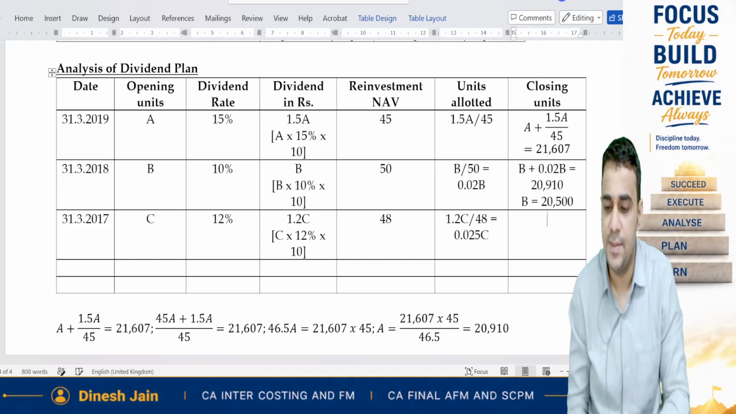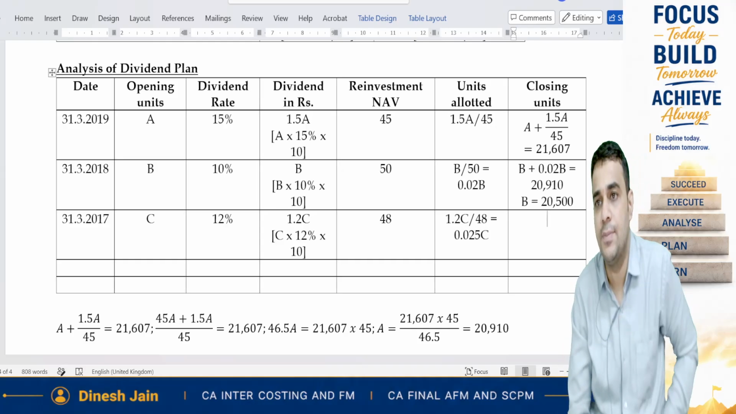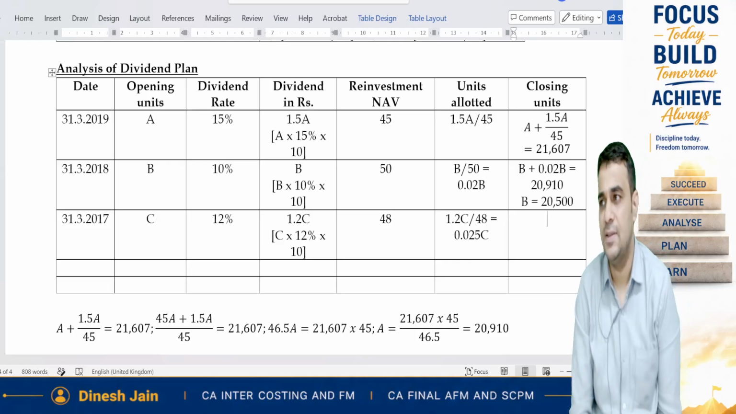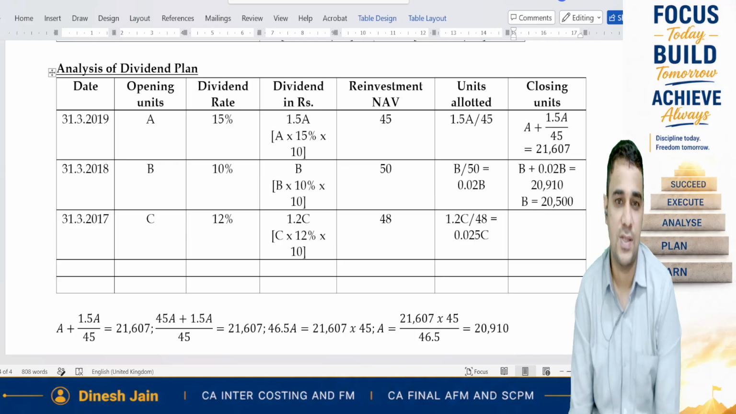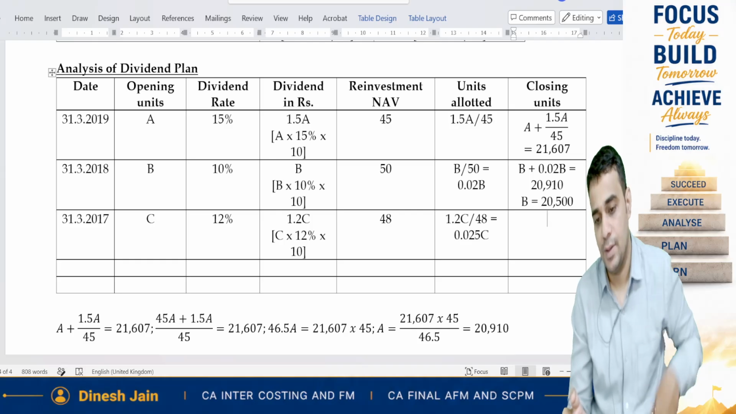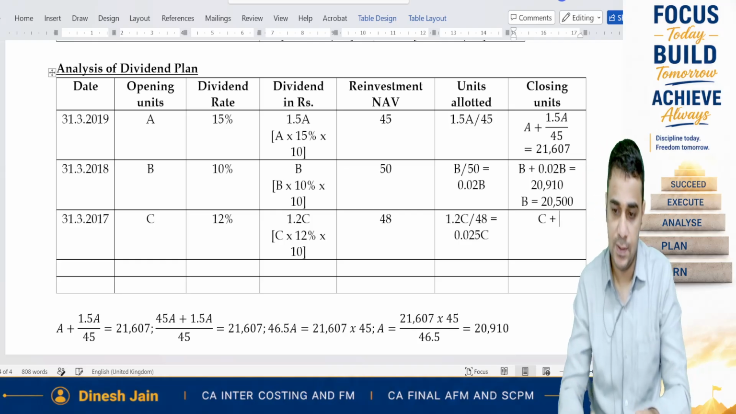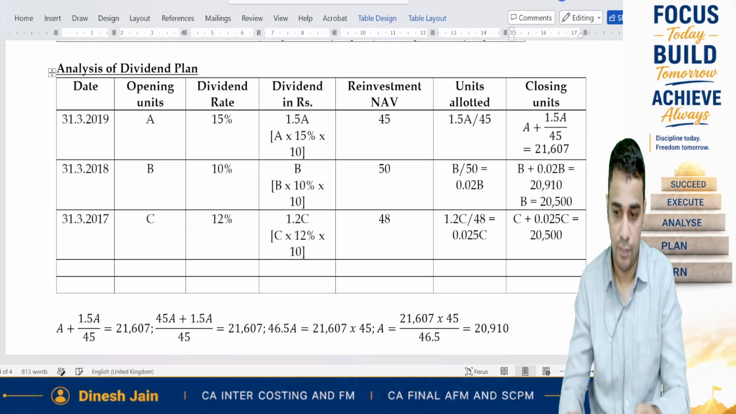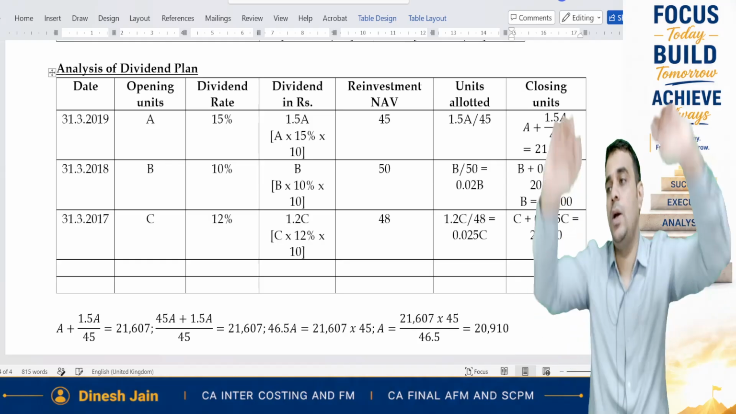If I don't have a decimal issue, I will write it in decimal only. If it is not coming as a proper number, then let us do it in fraction. Like if you divide by 45, decimal will not give us an accurate number. 0.025C. C plus 0.25C. C equal to.